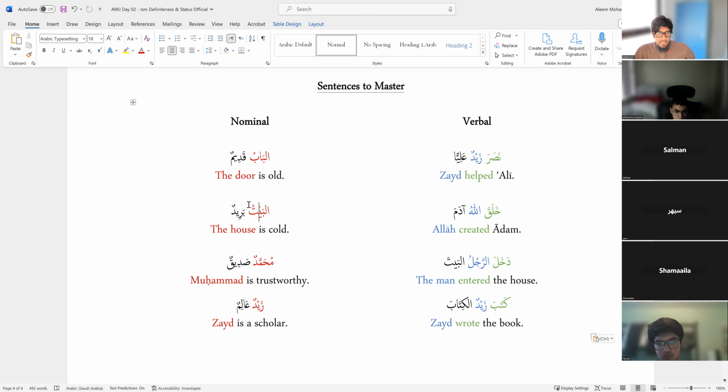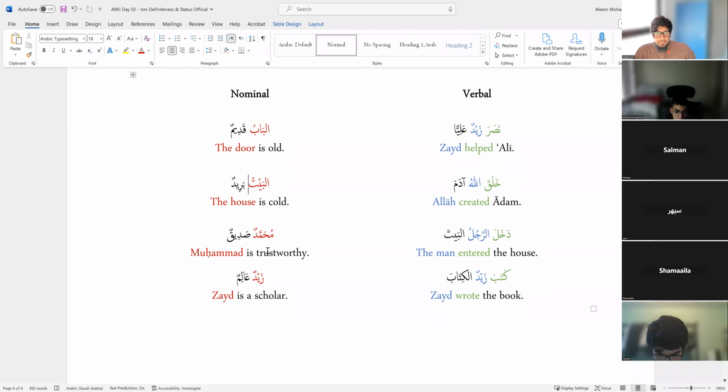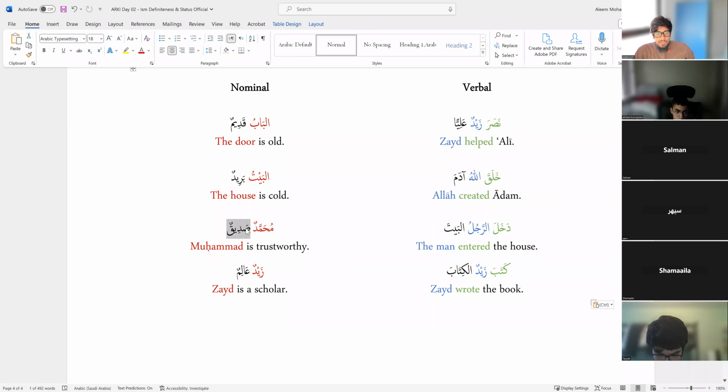And in this case, the same thing is happening here. We have alif lam, therefore it's definite, has a dhamma ending, therefore it's in rafa. This is going to serve as my mubtada, or my subject. Then baridun is going to be indefinite, and I know that because it has a double ending, a tanween, and it's also in a state of rafa. So I'm going to drop the "is" in between. The house is cold. Muhammadun sadiqun.